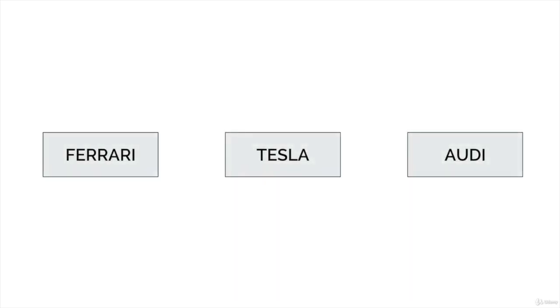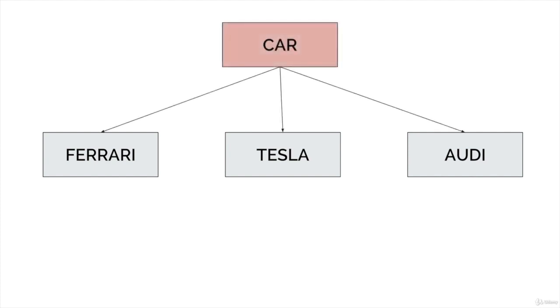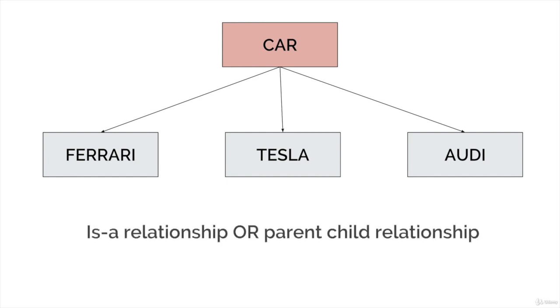To understand inheritance, I would like to take an example. Let's assume there are three cars: Ferrari, Tesla, and Audi. Now these three cars are of the type car. Ferrari is a type of car, Tesla is a type of car, and Audi is also a type of car. This type of relationship between Ferrari and car is also known as an is-a relationship, or parent-child relationship, or inheritance in the world of object oriented programming.